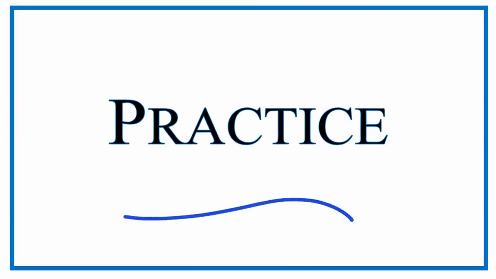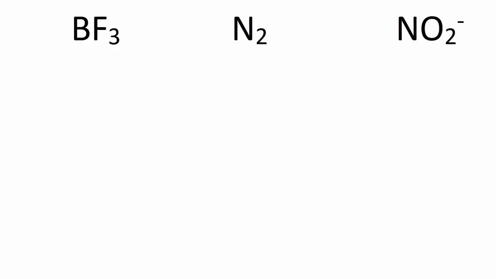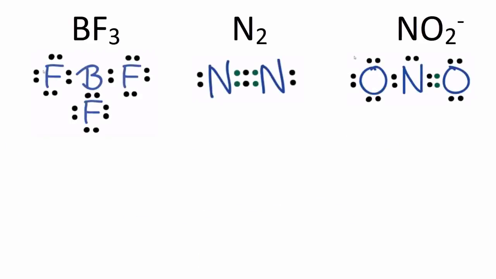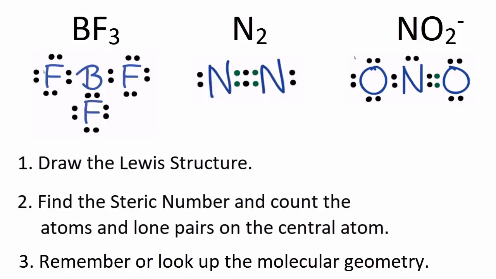Before we move on, let's lock this into our minds with some practice. The first thing is, we'll draw the Lewis structures. I've done that for you to speed things along. At this point, you'll want to try to visualize what these structures might look like in 3 dimensions as those atoms spread out and push away from each other. Then find the steric number and then count all the atoms and lone pairs on the central atom, and then remember or look up the molecular geometry. Pause and give these a try.